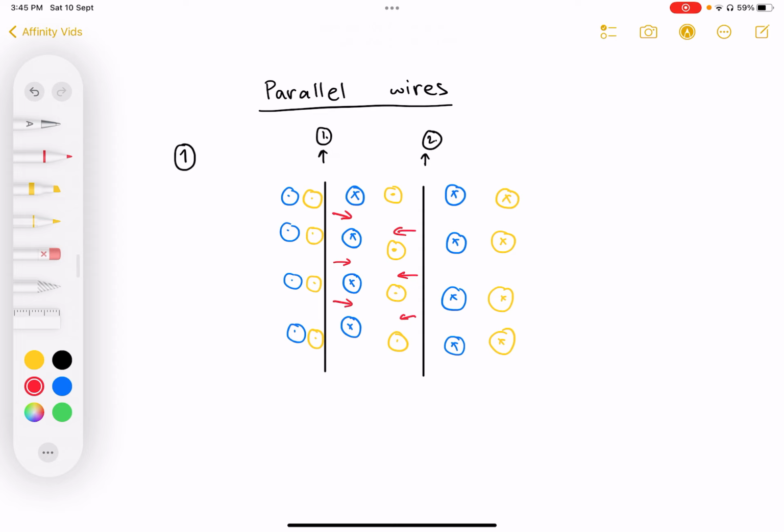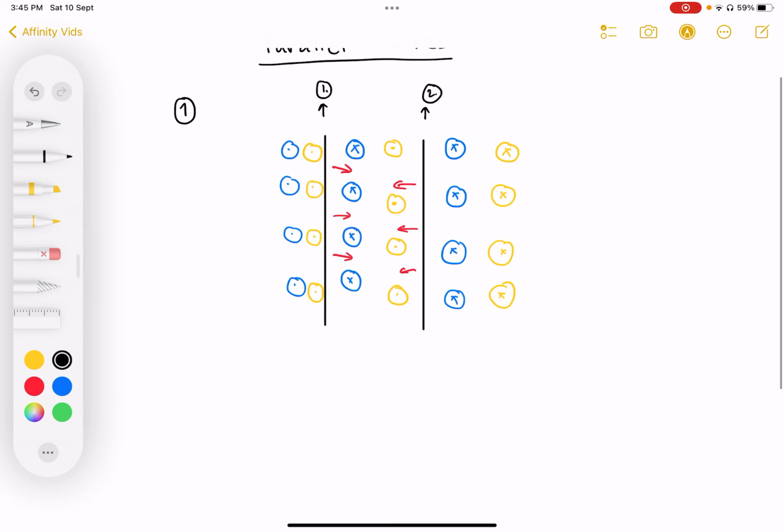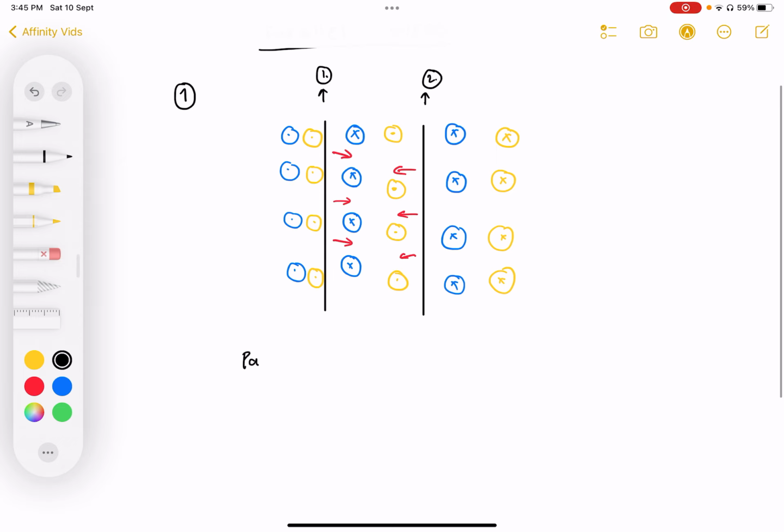What this is basically telling us is that when we have parallel wires carrying identical currents, they're going to have an attractive force between them. Let's write this down. Parallel wires with identical currents, and we're talking direction here, have an attractive force between them.